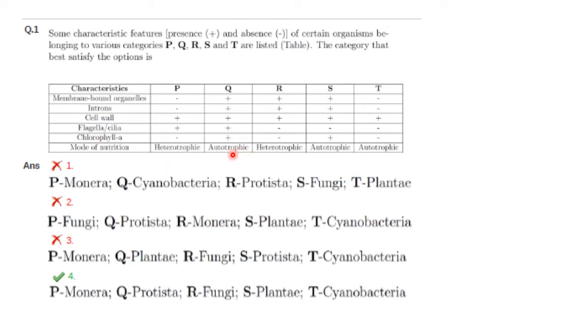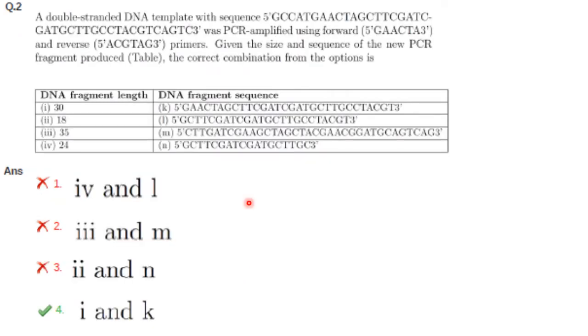Q is autotrophic and it is protista because it has cilia, flagella, cell wall, introns, membrane bound organelles and chlorophyll A, so it is autotrophic and naturally it is protista. Then R is heterotrophic with no chlorophyll and no flagella, so it is naturally a fungi. So R is fungi and S is autotrophic with chlorophyll A being present and no flagella and cilia, so it is plantae. Answer is option 4. Then next one.